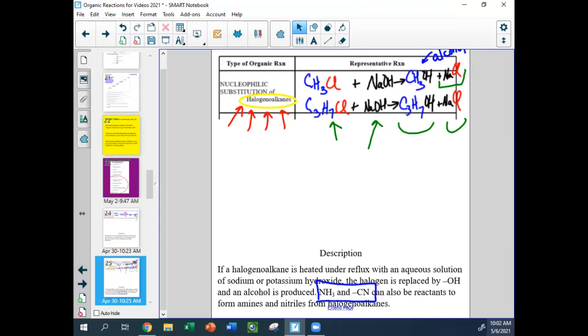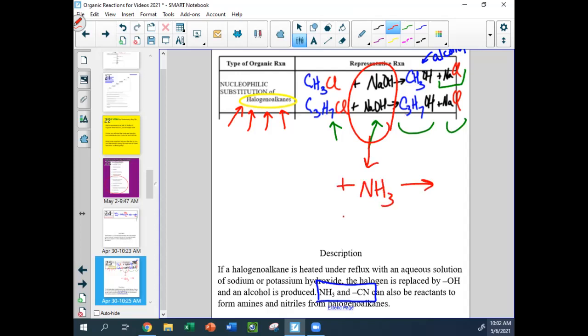So instead of NaOH, the other reactant could be NH3, and you would get products, or it could be some compound like CH3CN, and you get your products. Both of those can be substituted on in the place of the halogen on the halogenoalkane, and you get two products.